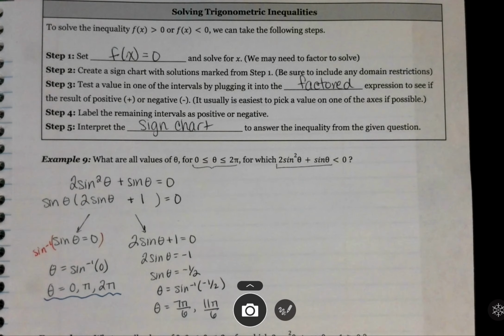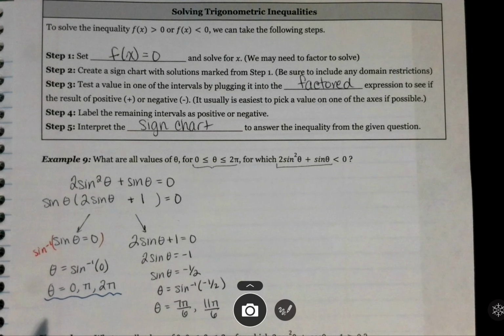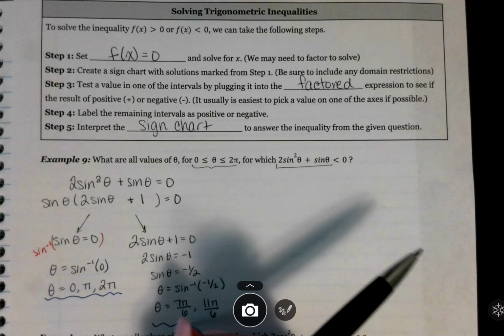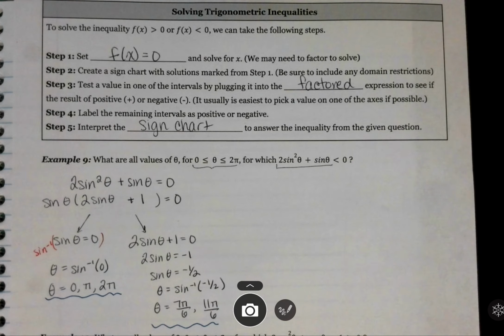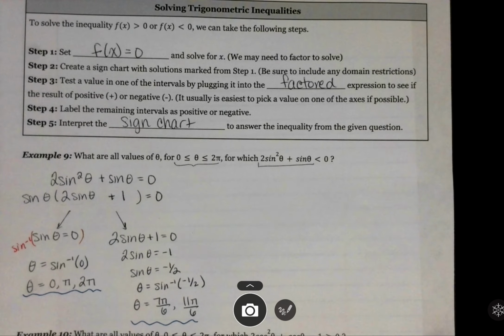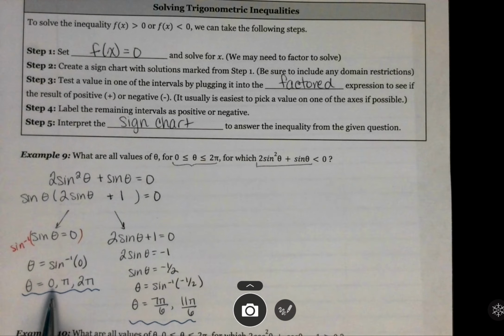So now that I solved for x, this was step 1. I got my angles here. I'm going to underline these as well. Now I want to move on to step 2. So I'm going to create a sine chart with the 5 values that I got from step 1. So I got these 3 angles and these 2.